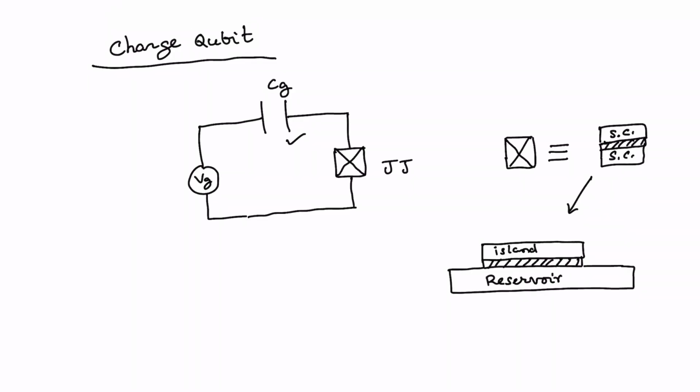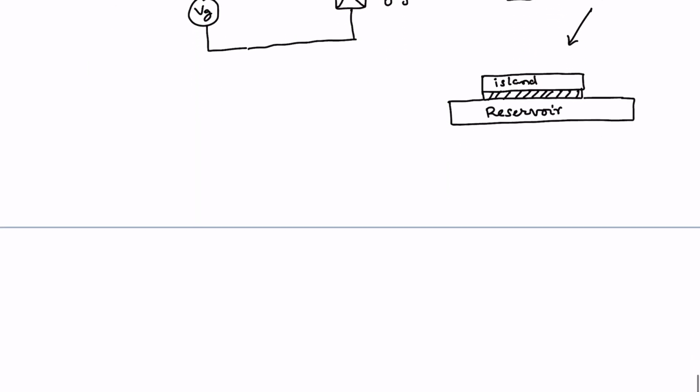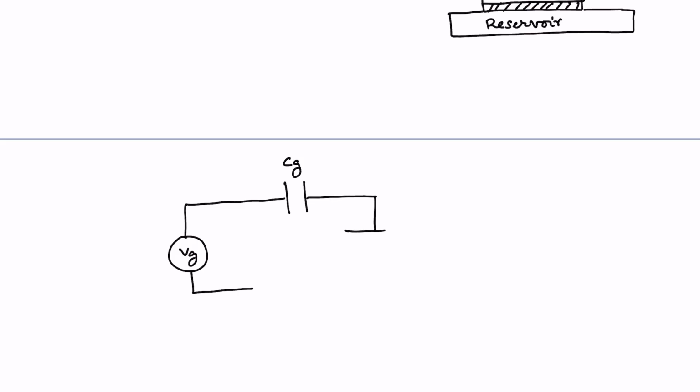However, in the ideal case, this circuit can be shown by this diagram to have more clarity. The diagram goes like this. So we have this gate voltage, and we have this gate capacitance Cg. This is connected to this Josephson junction, and this Josephson junction has this intrinsic capacitance Cj, and by this cross we represent the Josephson junction, and the lower end of the Josephson junction is connected to ground.